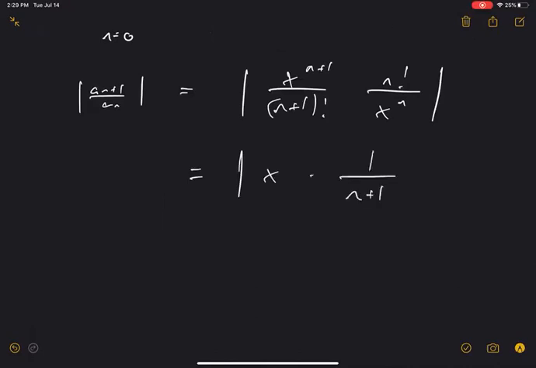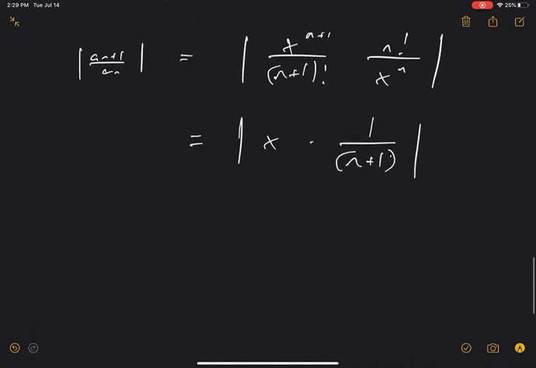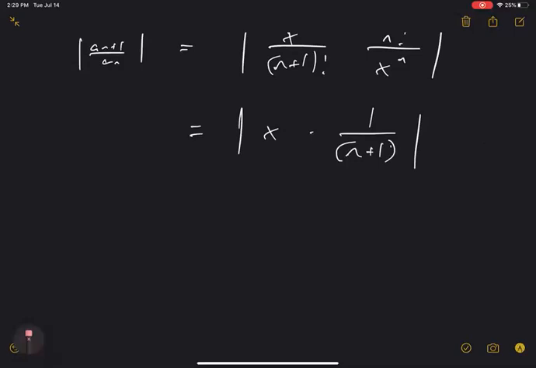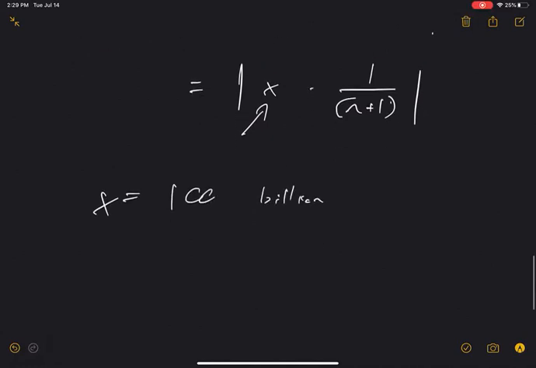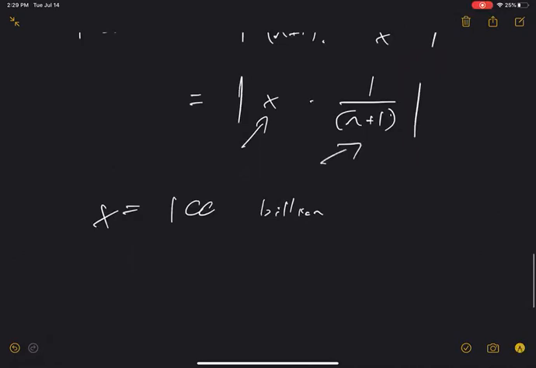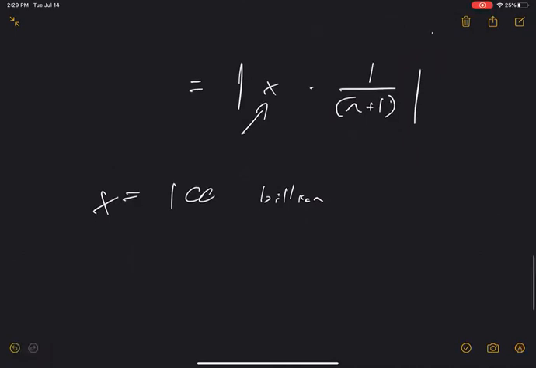Remember how to simplify n factorial over (n+1) factorial. I want this limit to be less than 1. Okay. For what x's is this limit less than 1? Okay. And the interesting thing here is that no matter what x I plug in, the limit's eventually going to be less than 1. So let's say I plug in x equals 100 billion. As n goes to infinity, I'm eventually going to be dividing by a number much bigger than 100 billion. Okay, so no matter what x I plug in, the limit's equal to 0.